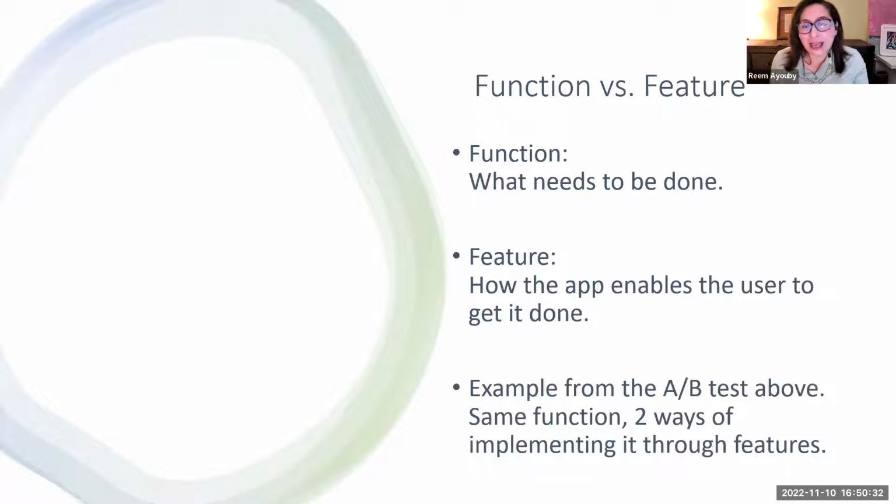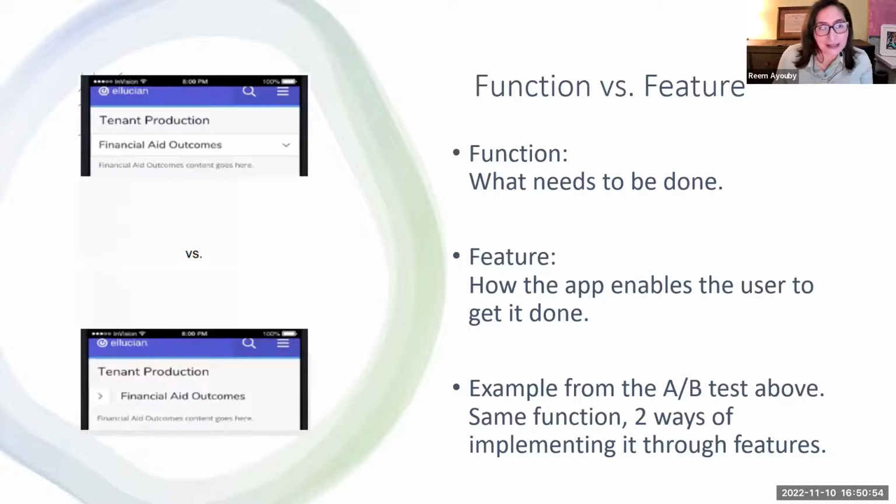Okay, so an example from the A/B test is we saw that the same function can be performed in 2 different ways. And one way may work better than another way. So one feature may be better than another. That work that I'm doing right now. And so there we go. The function is exactly the same, just 2 different ways of doing it. And so this would be the feature.